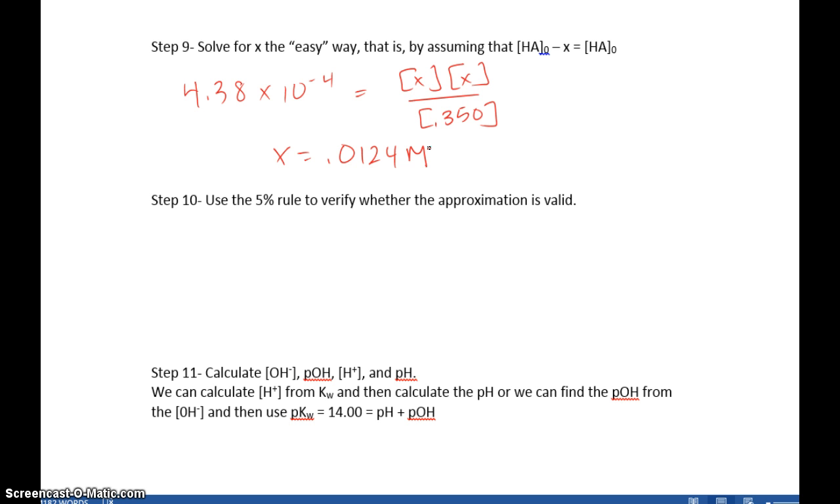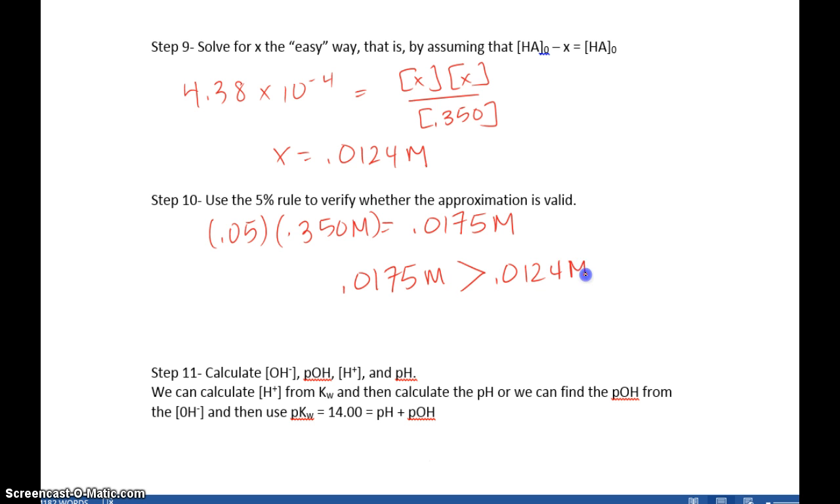Again, because we made that assumption and got rid of X to make our problem easier, we have to check the 5% rule. So 0.05 times my original concentration of 0.350 molar gives me 0.0175 molar. 0.0175 molar is greater than 0.0124 molar, and so my 5% rule checks out.